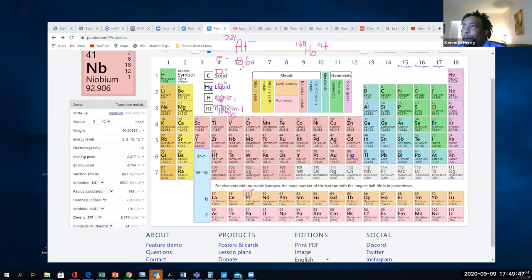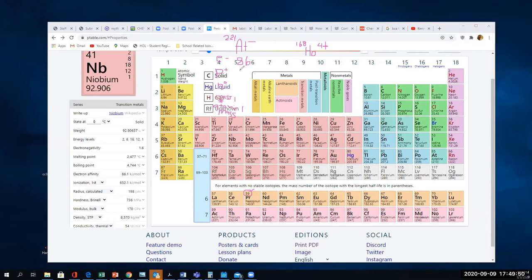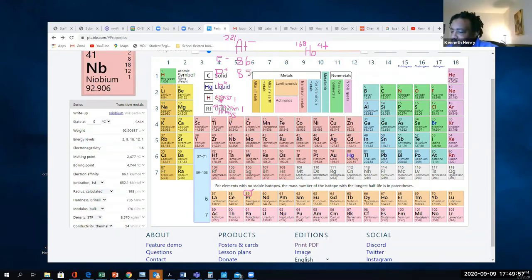Okay, so number of protons: 85. Number of neutrons? 136. That is correct. And how did you calculate that? The mass number subtracted by the protons. That's right. What is the mass number? 221. That means the atomic mass is 221. Okay.